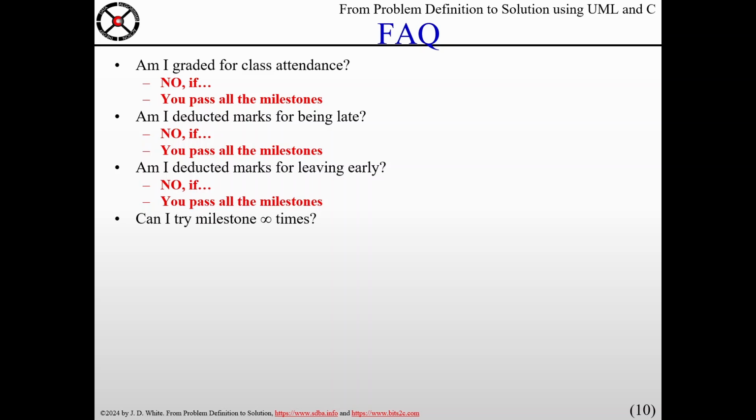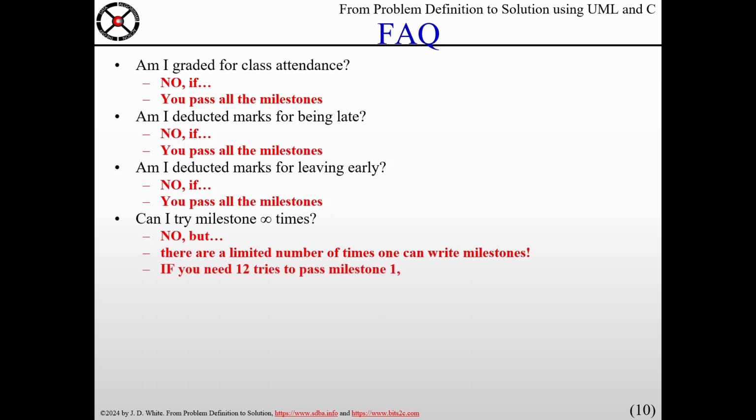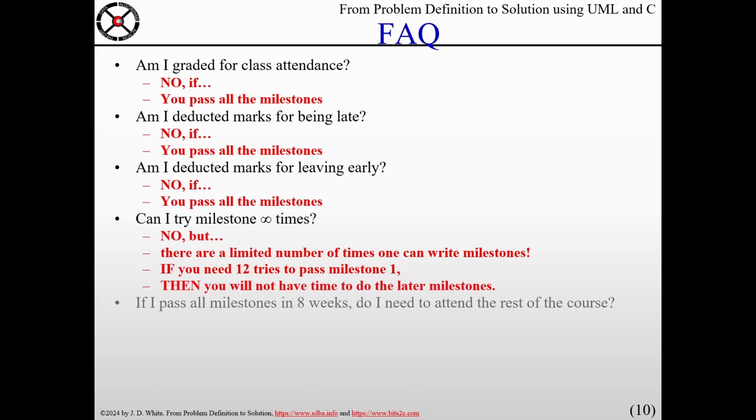Can I try a milestone infinite times? And the answer is no, there are a limited number of times you can write milestones. In other words, it'll be the end of the course. So if you don't pass the first milestone, you can be trying it every week for 16 weeks before you go on to milestone 2. But the course will expire before you finish. If you need 12 tries to pass milestone 1, it's not likely you will have time to do later milestones. Okay. If I pass all milestones in 8 weeks, do I need to attend the rest of the course?